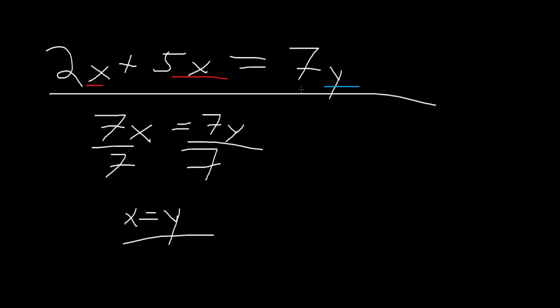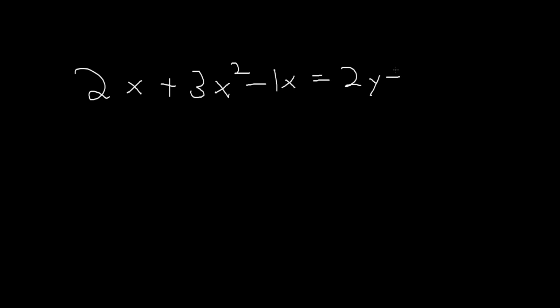And then if I had more y's, I would do those as well. But one example of terms that are not alike, but a lot of people think they are, would be squares. So let's say we have 2x plus 3x squared minus 1x. And that equals 2y plus 3y squared. Okay. So our x terms are alike, but our x squared term is its own thing.